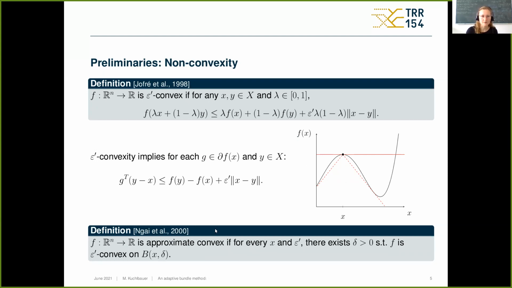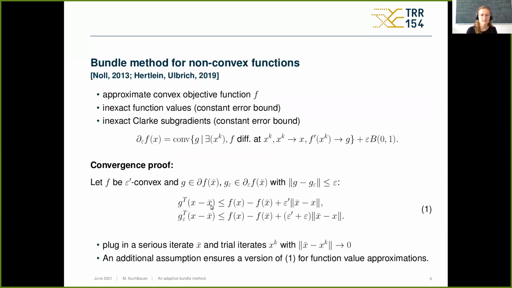We now can define approximate convexity, which says that for every x and every possible epsilon, there should be a region around x such that epsilon convexity is fulfilled. And this is now the assumption that we use in the following. So there are bundle methods that can handle approximate convex functions, even in the presence of inexactness.